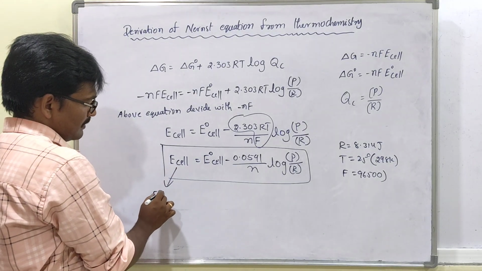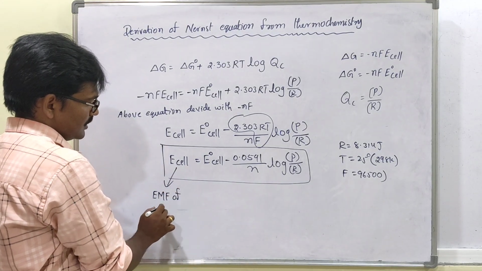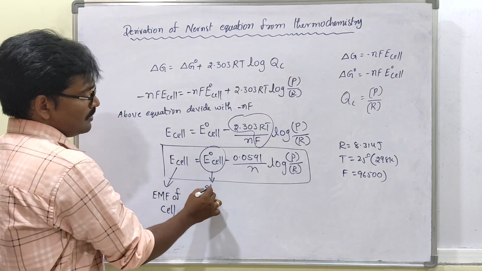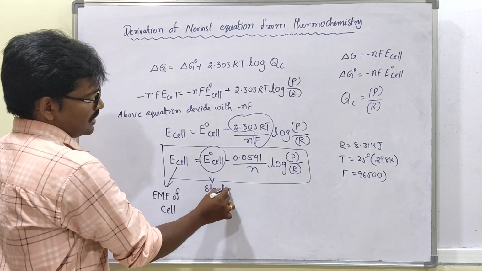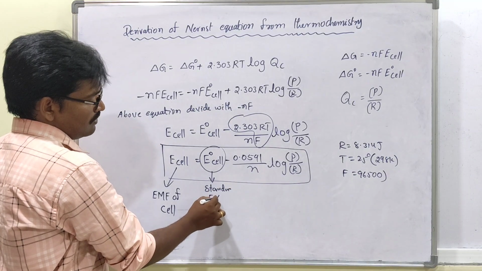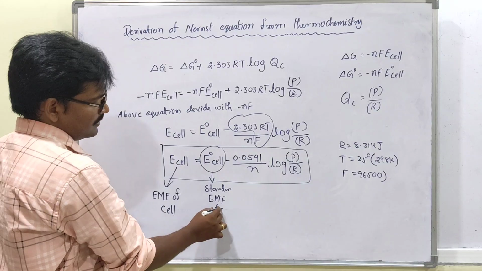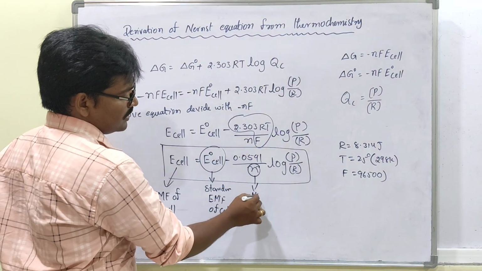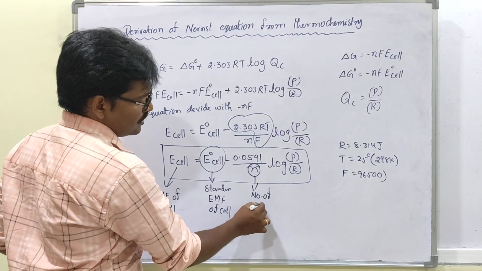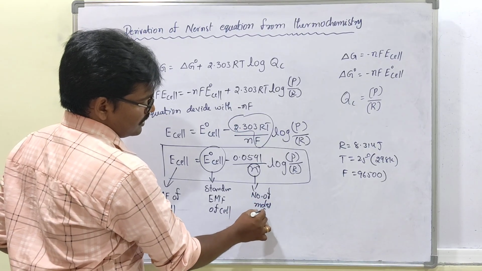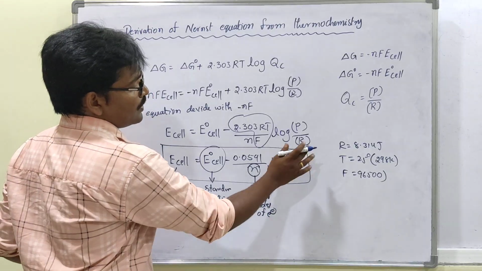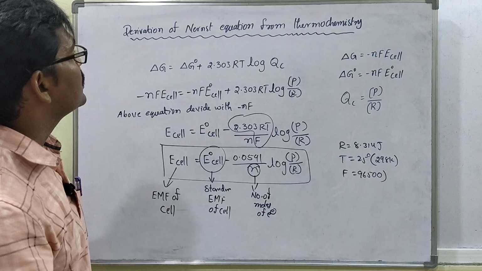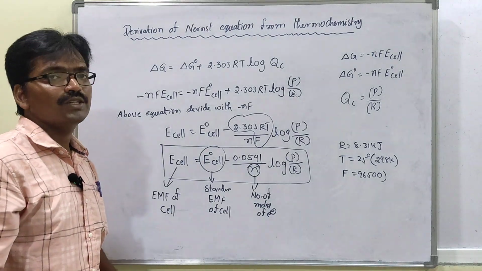What is E cell? EMF of the cell. Already discussed. Then what is E naught cell? Standard EMF of the cell. Then what is the n value? Number of moles of electrons. Then product concentration, this is reactant concentration. So this is the derivation of the NERNST equation from thermochemistry.